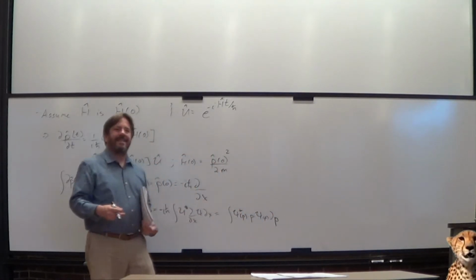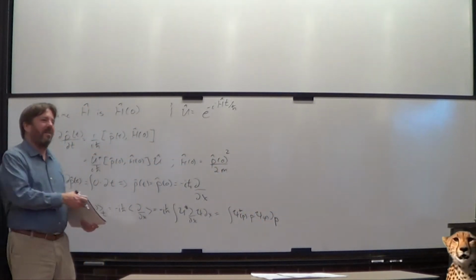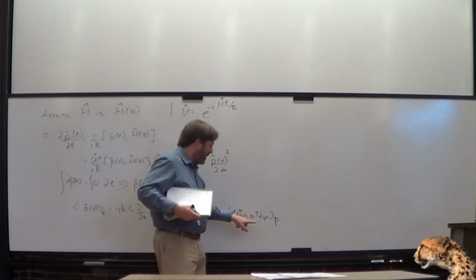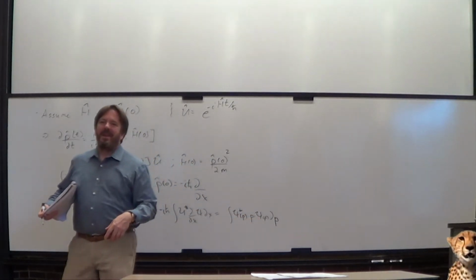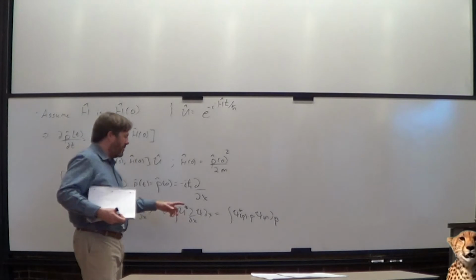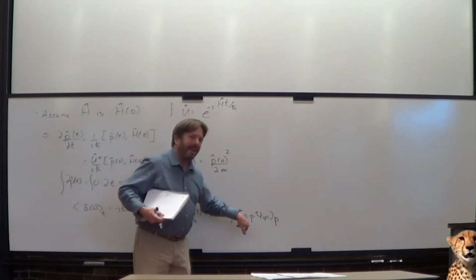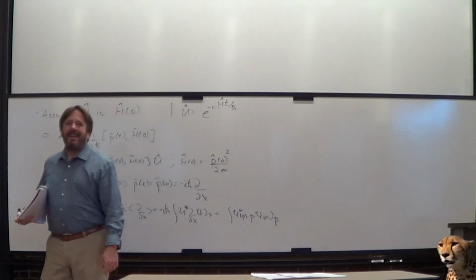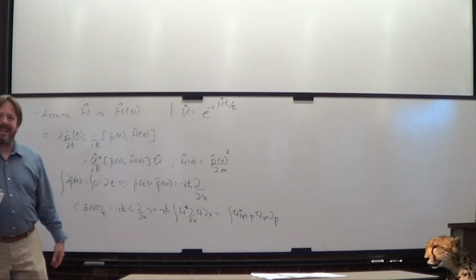So it's just like x, right? When you do the average value of x, you just integrate the wave function squared times x. When you Fourier transform this thing to p, it's just the integral times p. It's really, really, really easy.